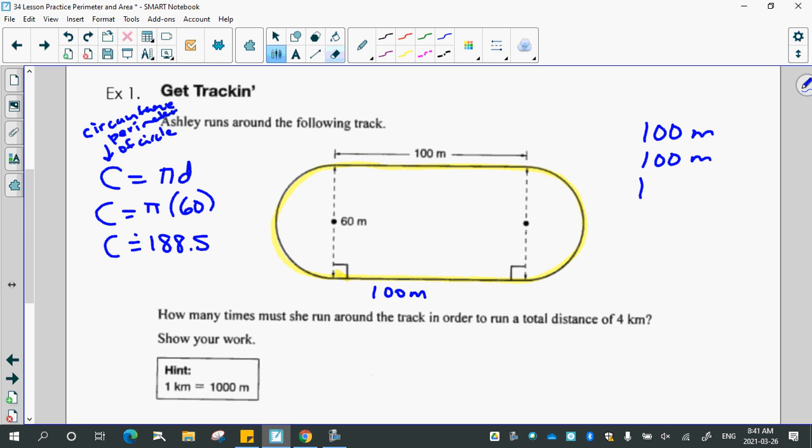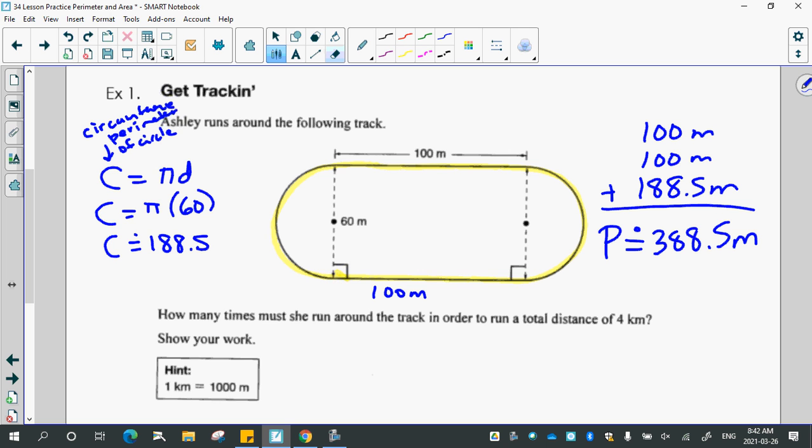So I'm going to add that over here. Agree to get the perimeter? I'm going to add those three numbers together. So my perimeter is going to be approximately 388.5 meters. Does that make sense to everybody? So what does that 388.5 represent? One lap around the track. One lap around the track.